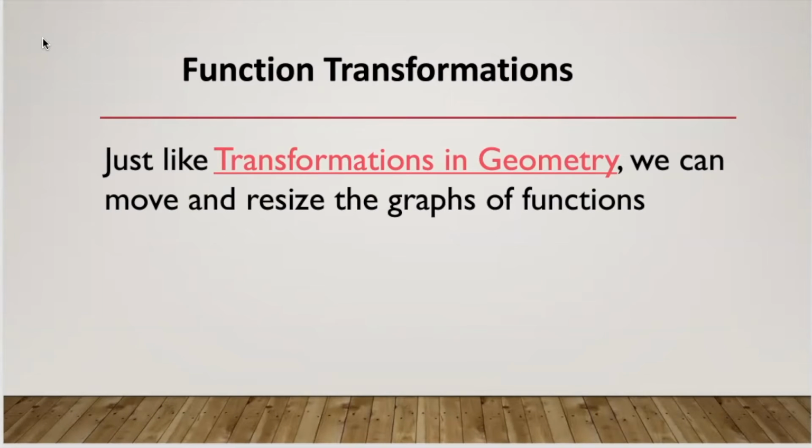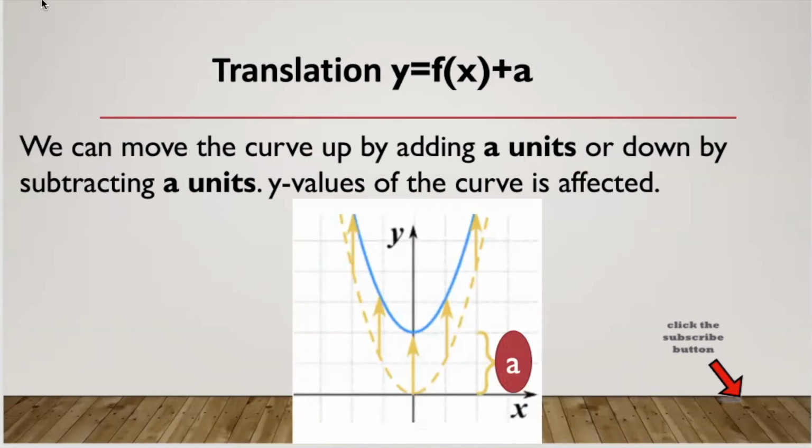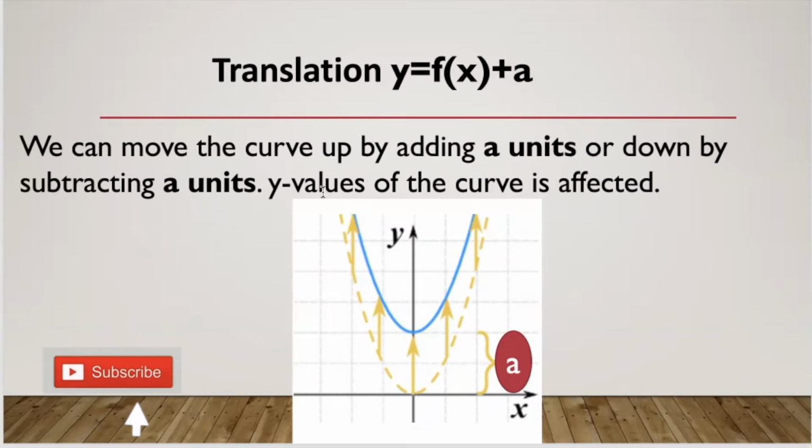Function transformation is similar to transformation in geometry, and this is where we can move the graph along with resizing the graph. Say, for example, I have the translation y equal f of x plus a. If this is positive, then we're going to move upwards. And if this is negative, then we will move the graph downwards. So in other words, we can move the curve up by adding a units or down by subtracting a units. I'm hoping you're realizing that the y values are being affected.